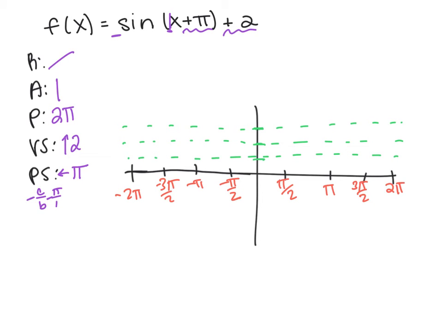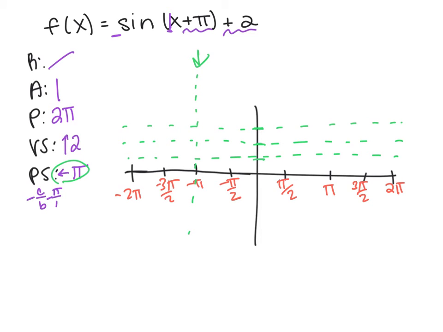So now here's the added part. This time we have this phase shift of left pi. That means we are starting our graph at negative pi. So you can kind of draw yourself a little dotted line there. Maybe just stick an arrow on the top of the graph so you know where to start. Now we just follow the pattern.